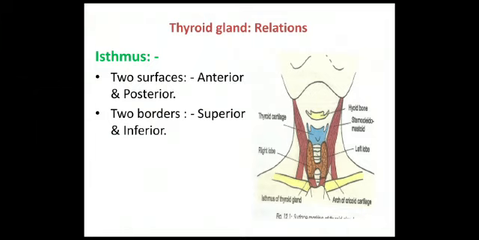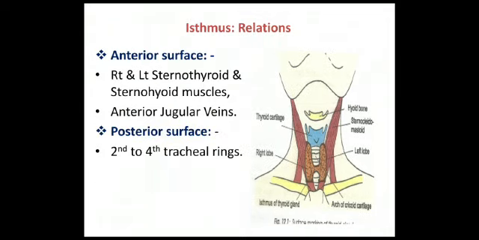So next we are going on to the isthmus. It contains two surfaces, the anterior surface and posterior surface, two borders, superior border and inferior border. So the anterior surface is related to both the right and left sternothyroid and sternohyoid muscles, and it is also related to the anterior jugular veins. The posterior surface lies against the second, third, and fourth tracheal rings.